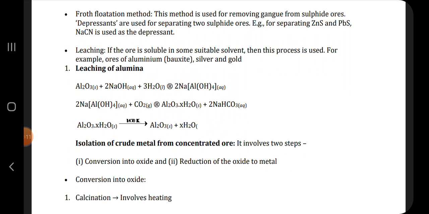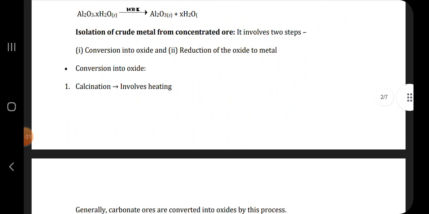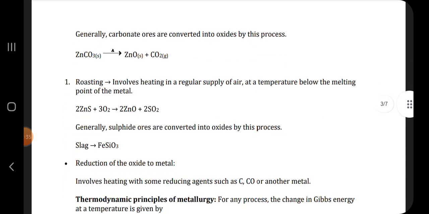Then leaching. If the ore is soluble in some suitable solvent, then this process is used. For example, the ores of aluminium, bauxite, silver and gold. Then leaching of aluminium, these are the reactions. Then isolation of crude metal from concentrated ore. It involves two steps: conversion into oxide, then reduction of the oxide into metal.